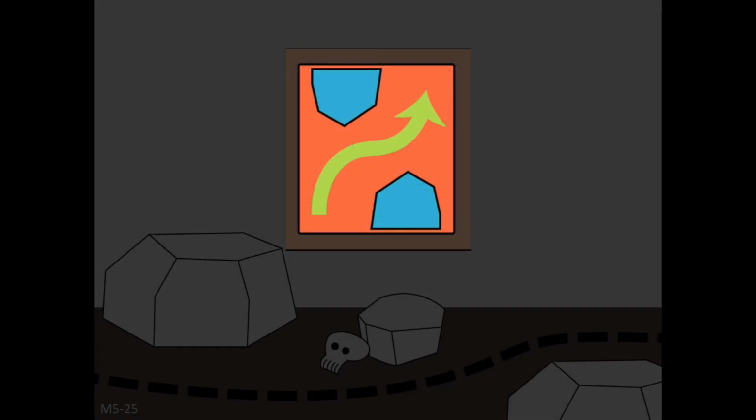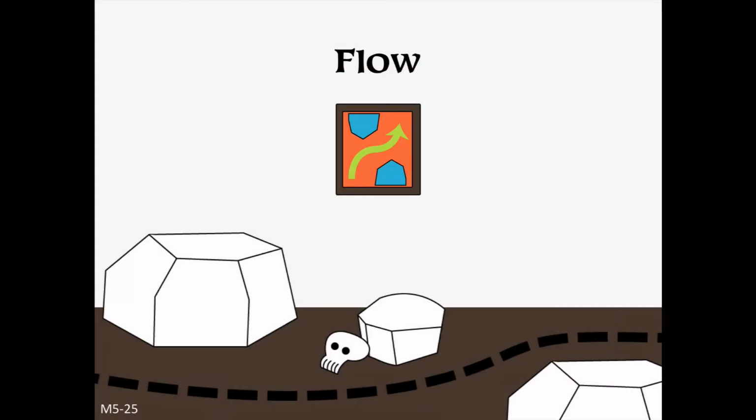Flow is a term that I use to describe the overall movement of players through a level. A great level design encourages players to move through the space in a natural way. They don't need to struggle to find their way around, and it's not hard to determine what is important in the level and what is not.